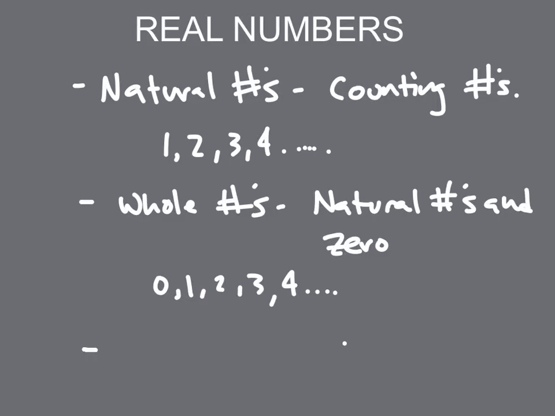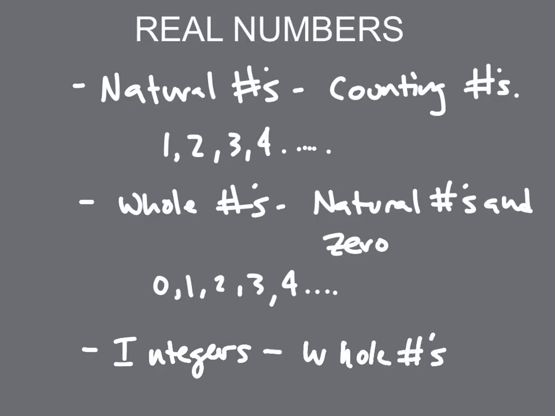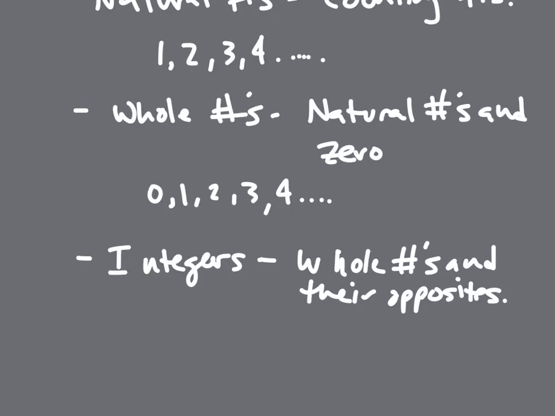My next set of numbers is the integers. Now the integers are the whole numbers and their opposites. So this includes the set of negative numbers. When we say this, I'm going to write -3, -2, -1, 0, 1, 2, 3, and so on and so forth.